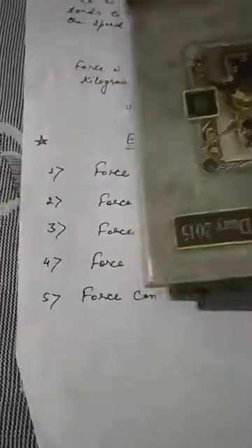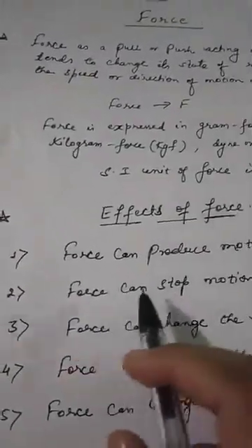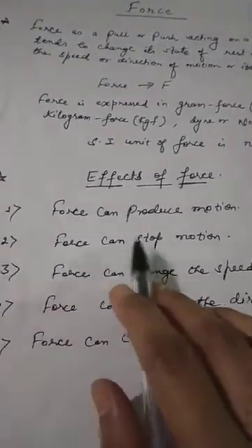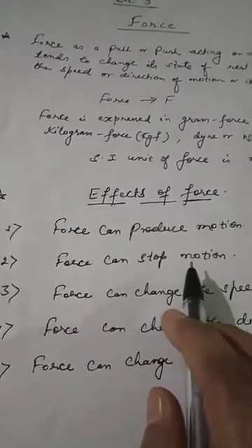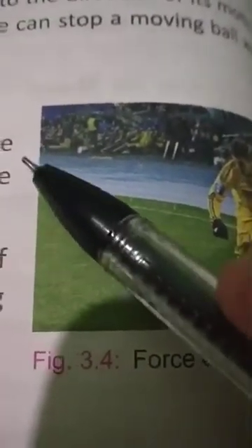Now the second effect of force is force can stop motion. Now how can force stop motion? Let's see. You can see this ball. This ball is moving in this direction. If we apply a force from this direction, in the direction opposite to the direction of motion of this ball, then it will stop moving. So force can stop the motion of an object.